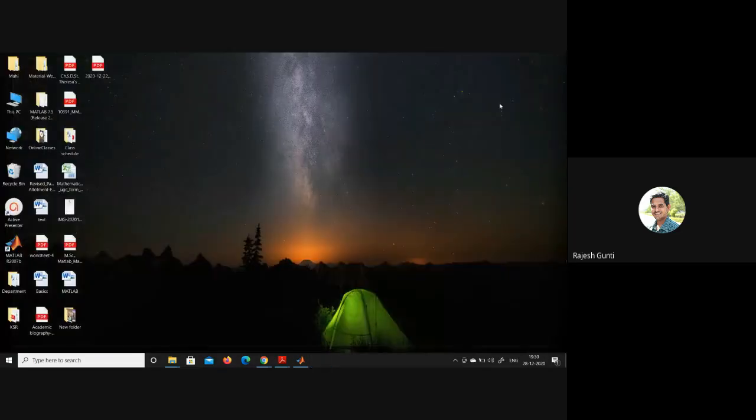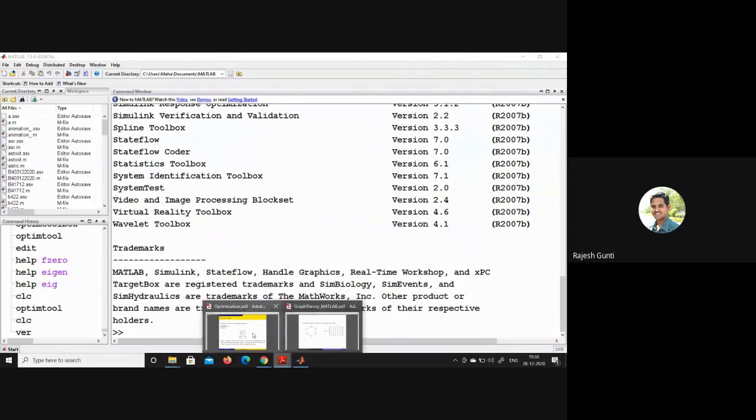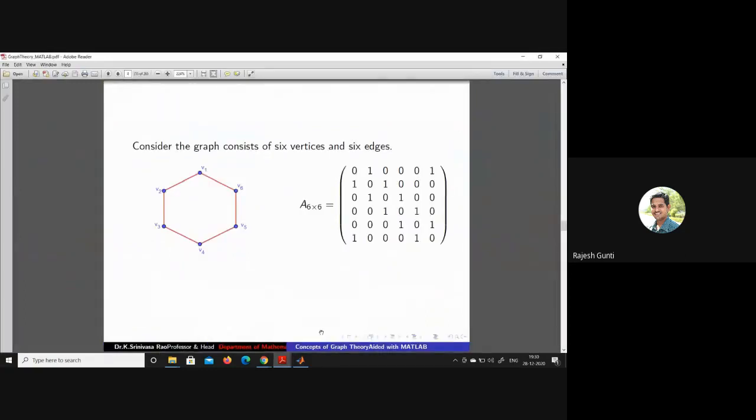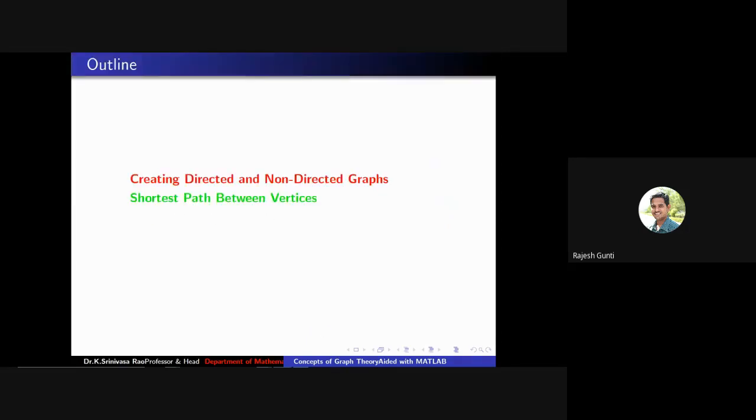So tomorrow I will start. I will explain how to draw the diagrams using MATLAB. Then I will explain creating directed and non-directed graphs, and shortest path between vertices and minimum spanning tree. I hope you know these concepts. Otherwise, you refer to the textbook before coming to the class.